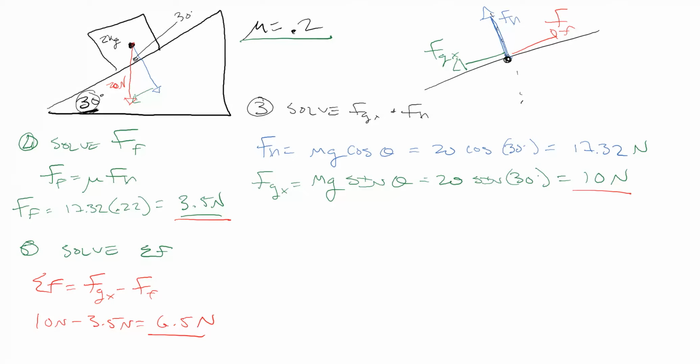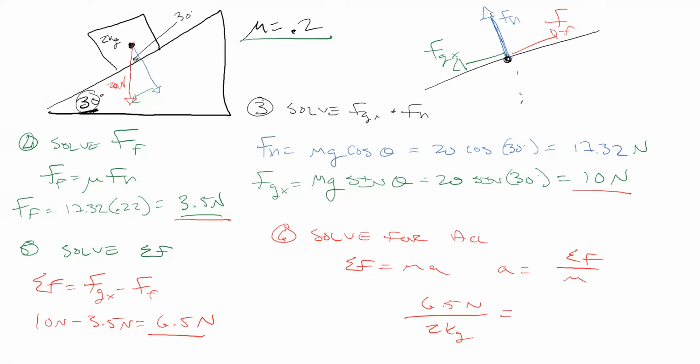All right, almost there. Step 6, solve for acceleration. Well, Newton's second law, sigma F equals ma. I rearrange. A equals the net force divided by the mass. Net force, 6.5 newtons, divided by 2 kilograms, gives me an answer of 3.25 meters per second squared. Boom, and I circled my answer. And that's how it's done.